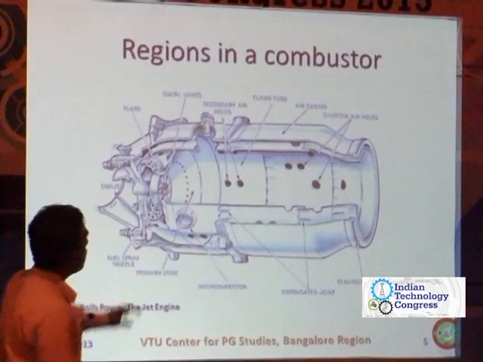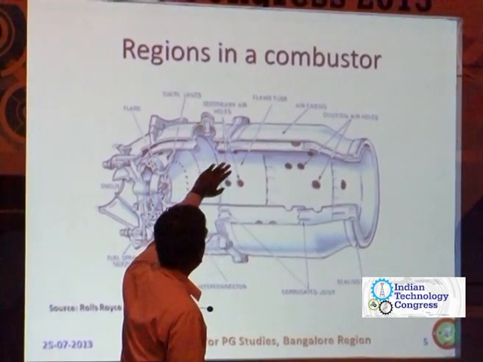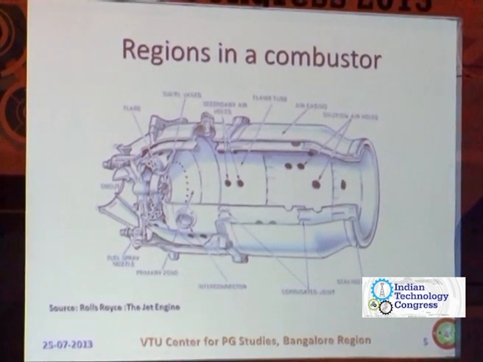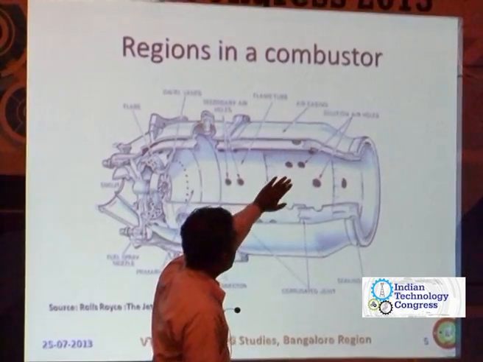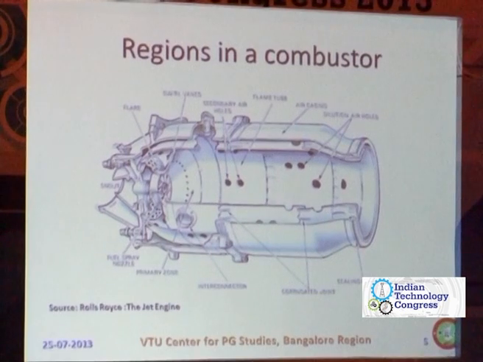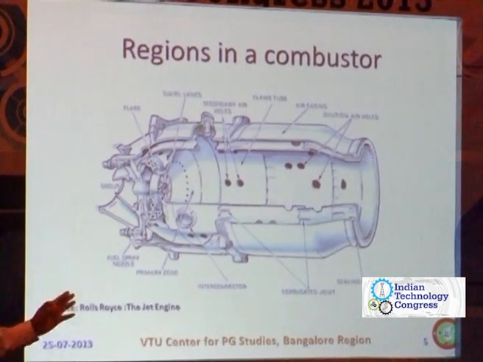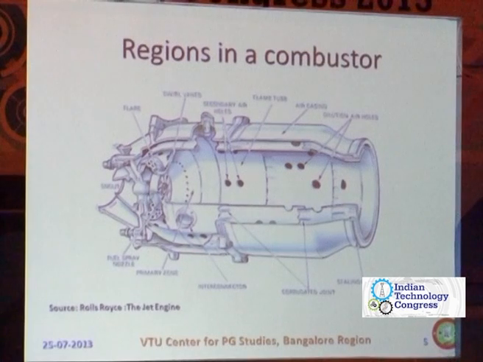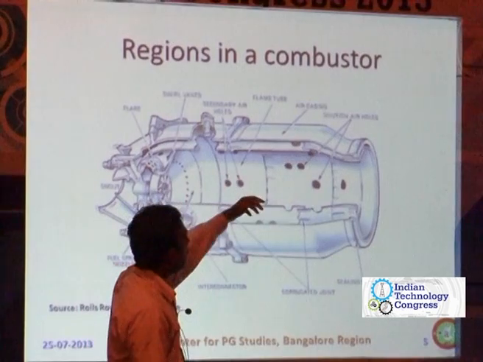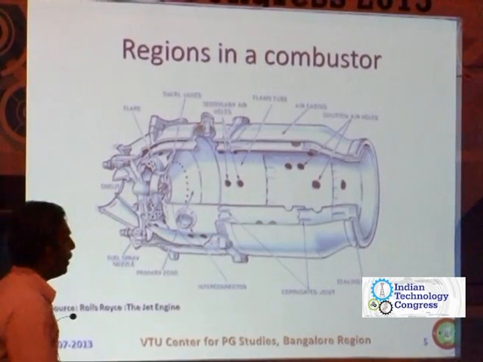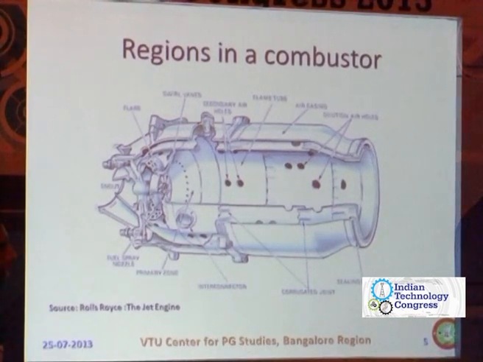Because of this, air is directly inserted through the secondary holes, where the temperature is reduced to an intermediate level, and it helps in the combustion of the intermediate combustion products like carbon monoxide. And air also passes through the dilution holes. The main purpose of the dilution holes is that the temperature generated in the primary zone is above 1500 degrees centigrade. The gas which passes out of the combustor goes to the turbine, and the turbine materials may not sustain this temperature. So it has to be reduced to an intermediate level. Because of this, dilution air is passed so that the temperature is reduced to what the turbine blades can sustain.